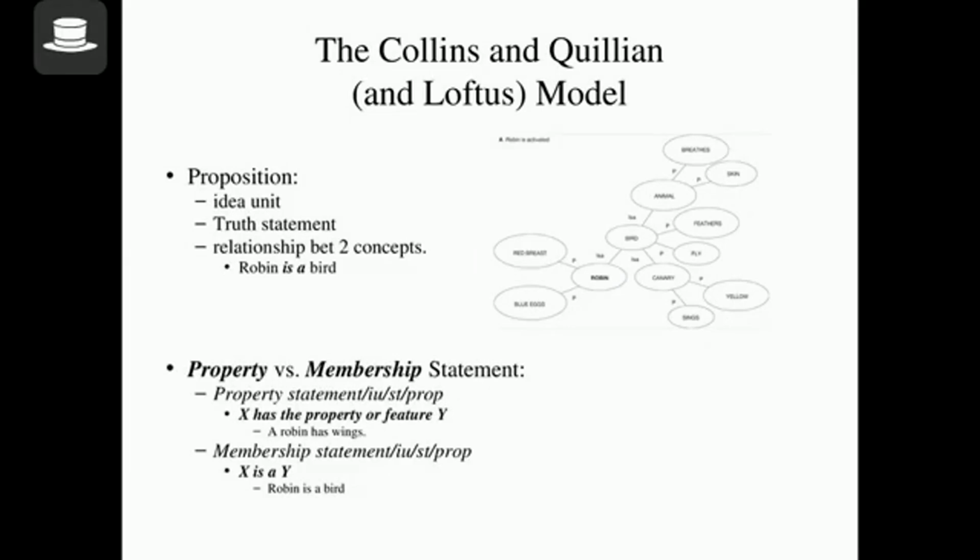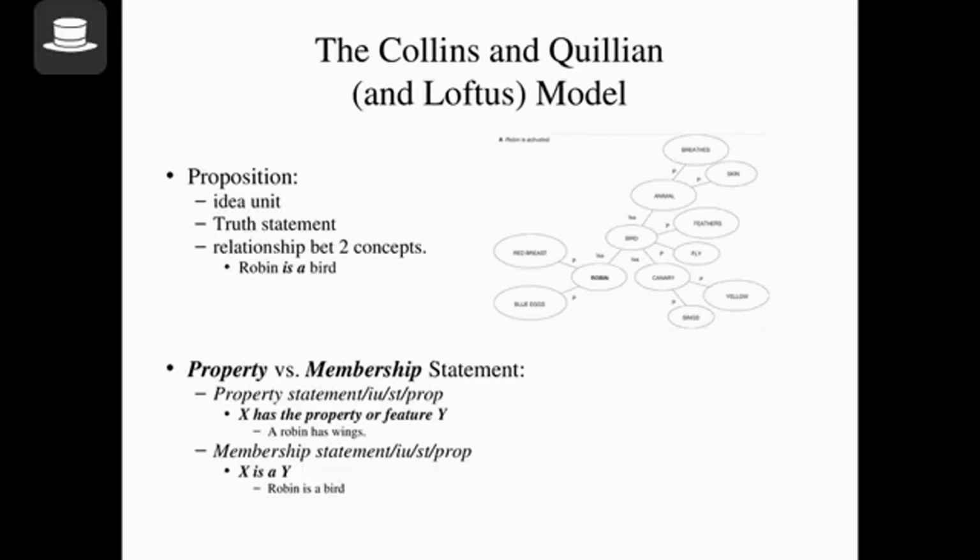Now there are two kinds of propositions based on the type of pathway. Remember, there are two types of pathways. P stands for property pathway. ISA stands for membership pathway. Why it's called property pathway is that this particular connection is showing the property relationship between these two. In other words, it's saying that Robin has a property of red breast. Whereas here, it's showing a different kind of relationship between concepts. It's saying Robin is a bird. It's not saying Robin has a bird or has a property of the bird.